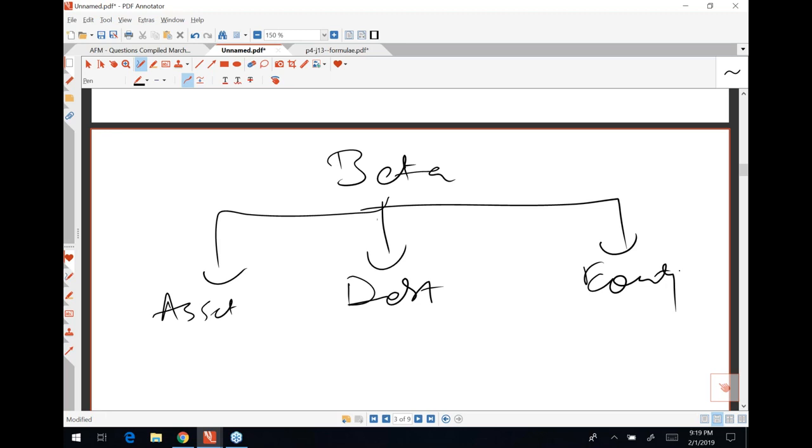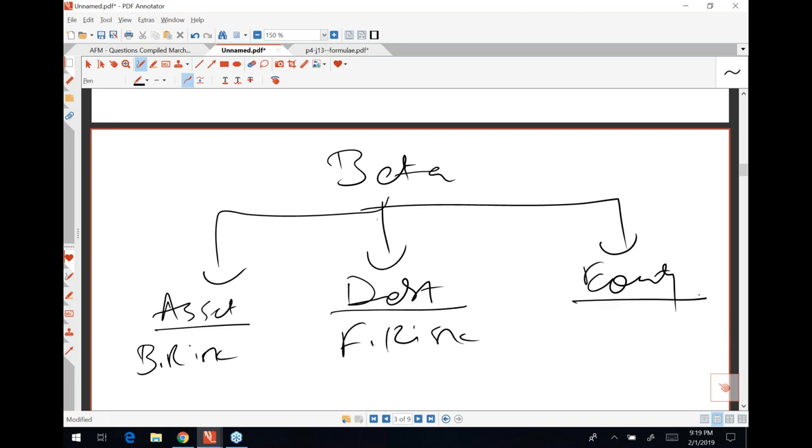Now what is the difference between this asset beta, debt beta, and the equity beta? So asset beta gives you business risk. The debt beta gives you financial risk, and the equity beta includes both. The equity beta includes both what? The financial risk plus the business risk.